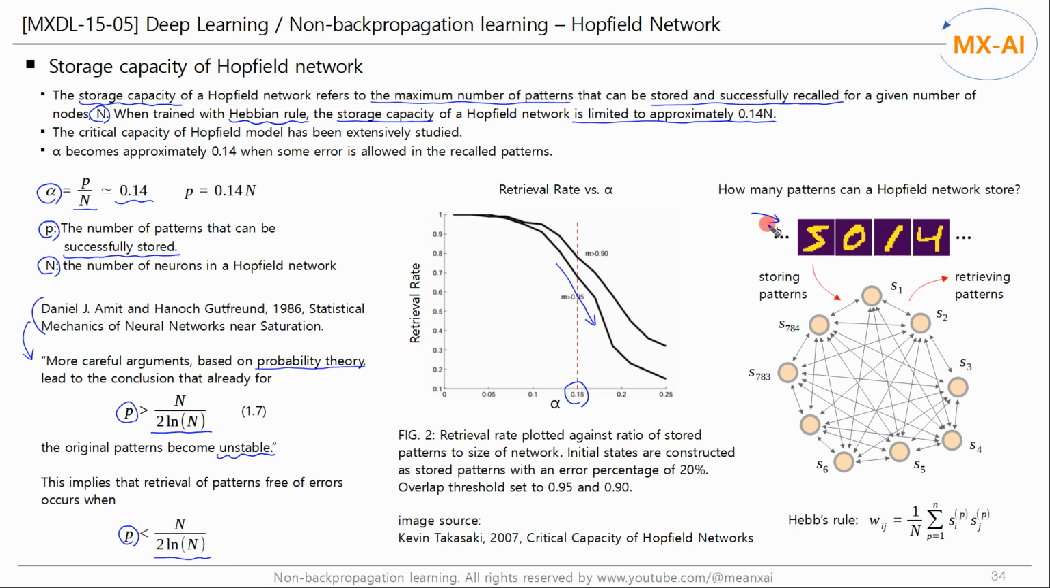For the MNIST dataset, each image pattern has 784 states, +1 or -1. So the Hopfield network also has 784 neurons, n. Therefore, this Hopfield network trained with the Hebbian rule can theoretically store and retrieve about 110 image patterns. Alternatively, by this formula, this Hopfield network can theoretically store and retrieve about 59 image patterns.